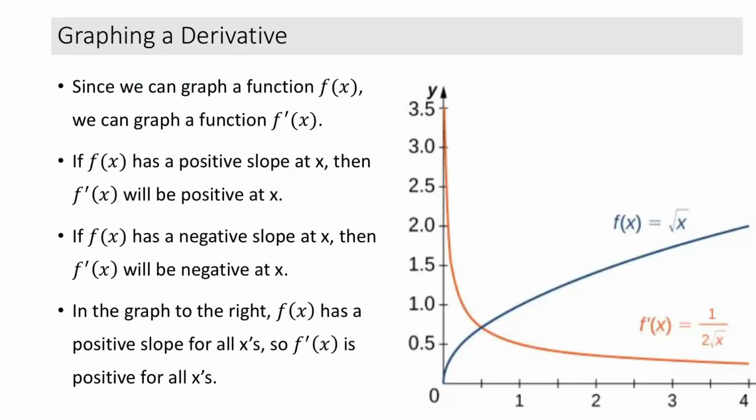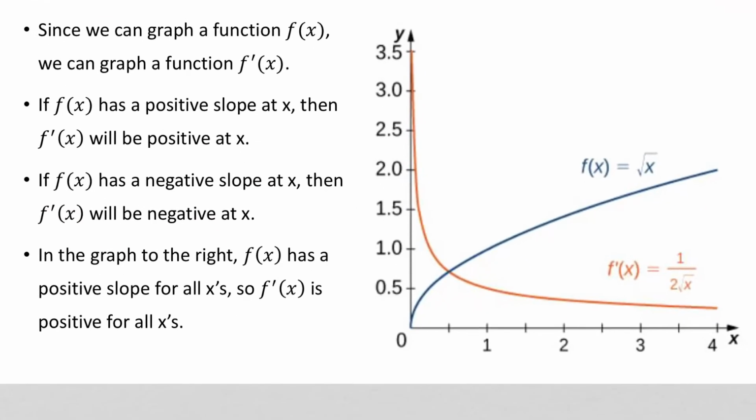So now we talk about how to graph a derivative. The derivative itself is a function, so we can graph it. If we can graph a function f of x, then we should also be able to graph a function f prime of x. If f of x has a positive slope at x, then f prime of x, which represents the instantaneous slope or rate of change at that x value, will also be positive at that x. If f of x has a negative slope, then f prime of x will have a negative value.